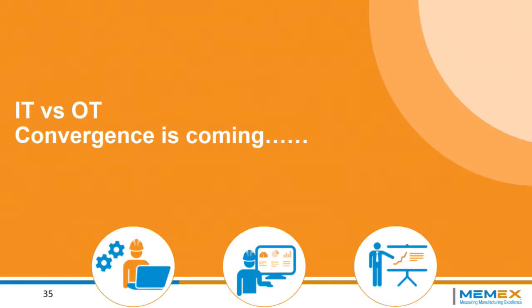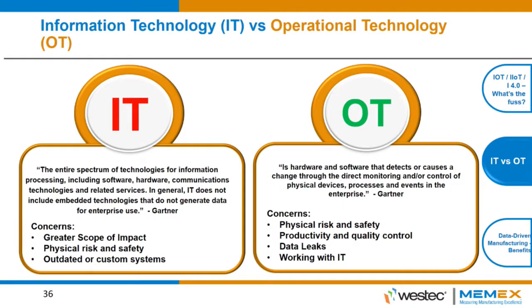I want to talk a little bit about IT and OT and what has to happen for these two groups to work together. So information technology and operational technology. If you look at what IT and OT are responsible for, or what their concerns are, IT cares obviously about physical risks and safety and security. They care about outdated custom systems, and they care about the scope of impact of a project like this. What does OT care about?